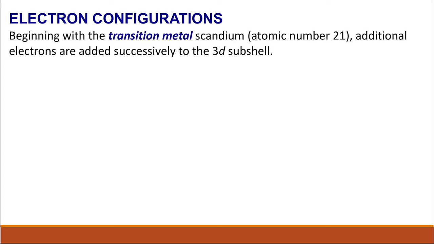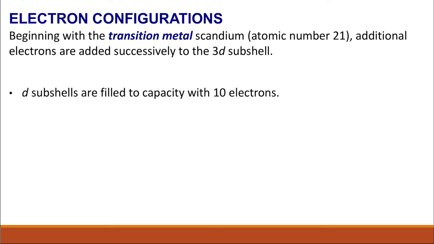Now let's have a look at the transition metals. We know that transition metals are these metals which we find in the center of the periodic table. So what's different about transition metals? They start to add electrons in the d subshell, so the highest energy level is the d subshell. So these are called transition metals.